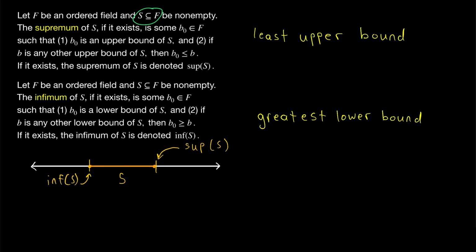Additionally, we could consider a set to be a subset of many other sets. For example, the natural numbers are a subset of the integers. However, the natural numbers are also a subset of the real numbers. So, the ordered field under consideration in a given problem can change whether or not the subset S will or will not have a supremum and infimum.